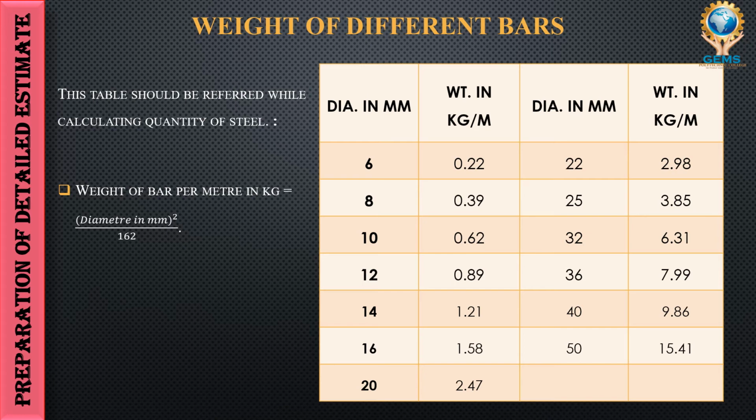So up to 50 mm diameter bars. From 6 mm diameter to 50 mm diameter bars, the diameter and its weight are mentioned in this table. This is called the weight of different bars. So this table will be used for calculating the quantity of steel. The weight of the bars will be equal to diameter squared by 162. This is the formula.